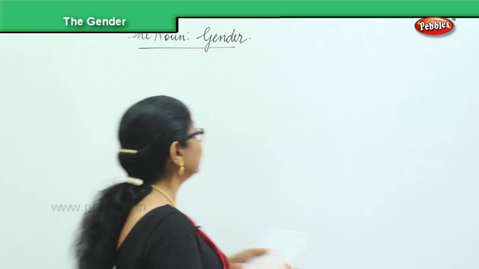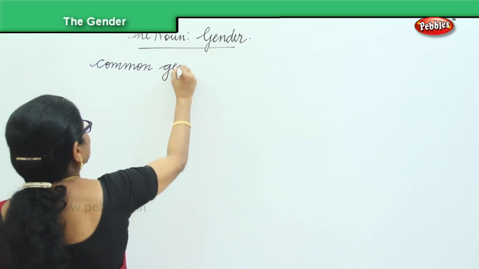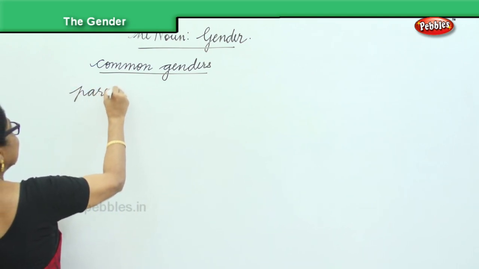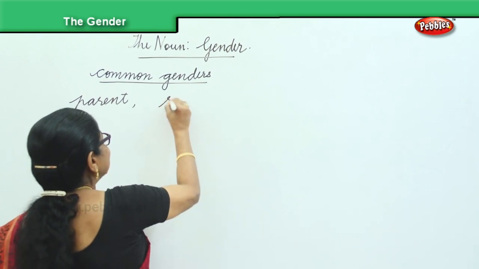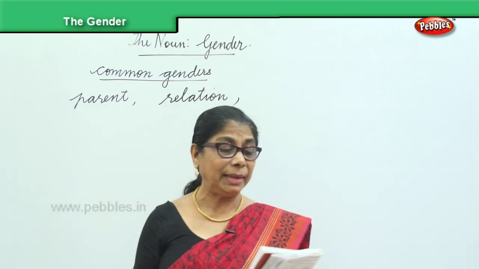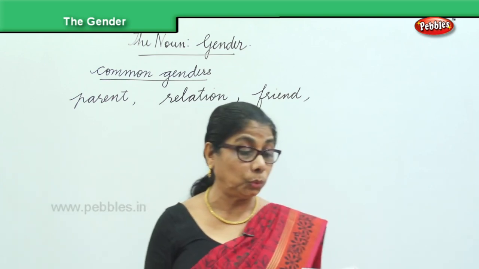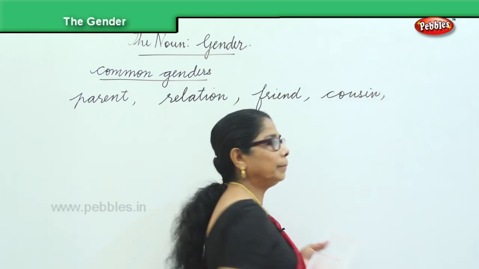Now I have some new common gender words you need to look at very carefully. Now, these are common genders. What are they? When you say parent, it can be the father or mother. Parent is a common gender. Relation. My relation has come. When you say the relation has come home, it can be a male or a female. Friend. A friend can be a boy or a girl, man or a woman. That's common for both. Cousin. My cousin has come from outstation. Cousin can be a girl or a boy, man or a woman.